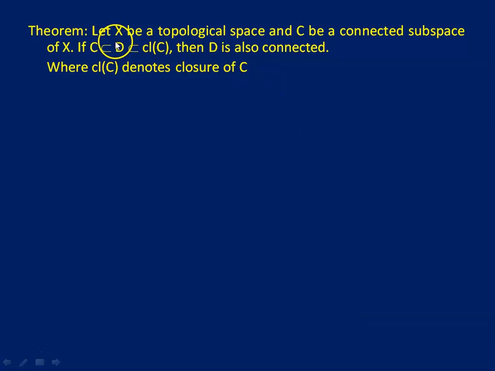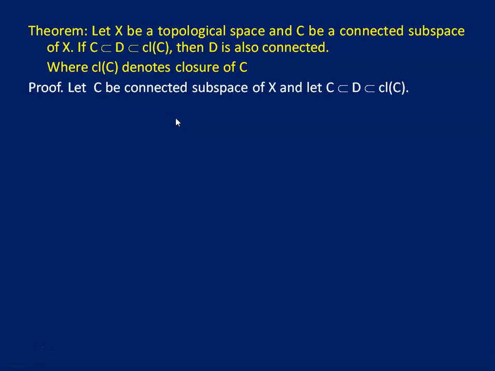Let us prove this theorem. Let X be a topological space and C be a connected subspace of X. If C is a subset of D, which is a subset of the closure of C, then D is also connected. That means if D lies in between C and the closure of C, then D is also connected. We have to prove this.